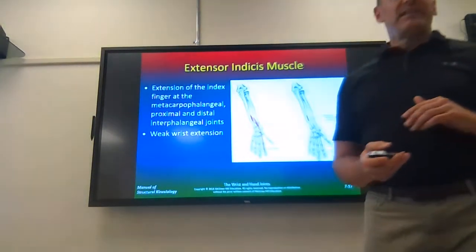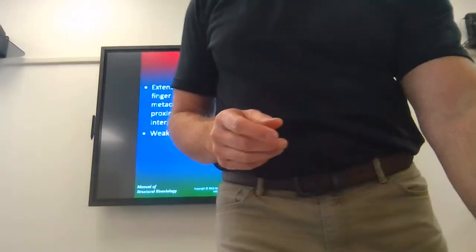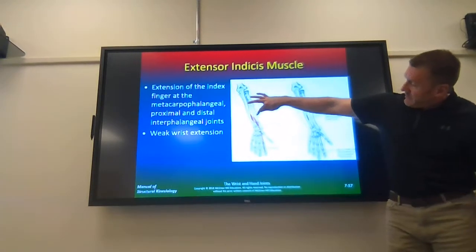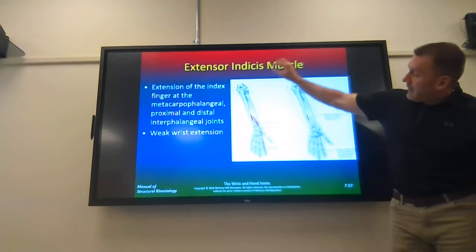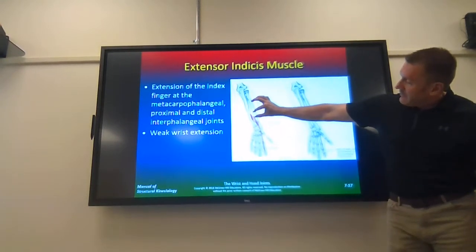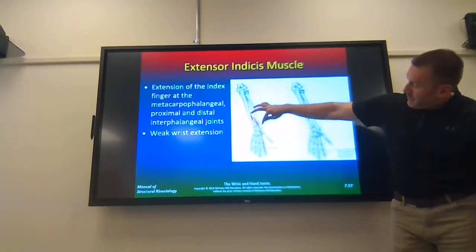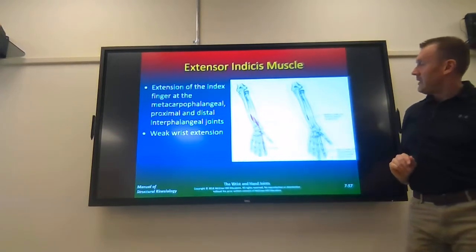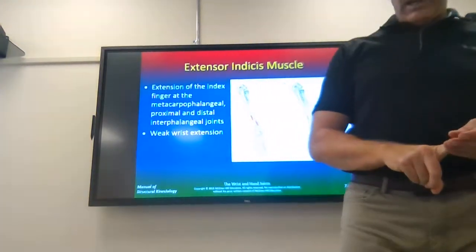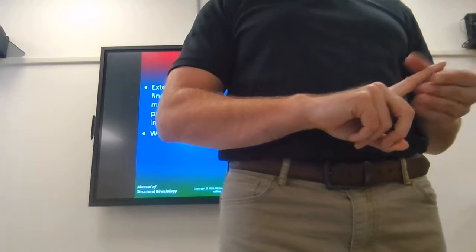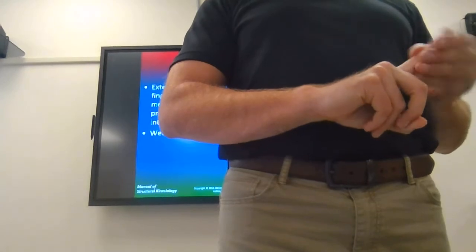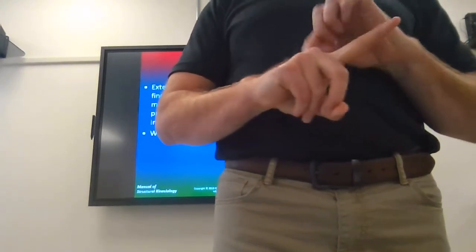Okay. So extensor indicis, you can see that's the index finger. It's just a little muscle having its origin here near the head of the ulna. The head of the ulna is down here. And then it comes down all the way to the proximal and distal phalanx there. You can even pick that one out because you can see the tendon of that muscle in your index finger.